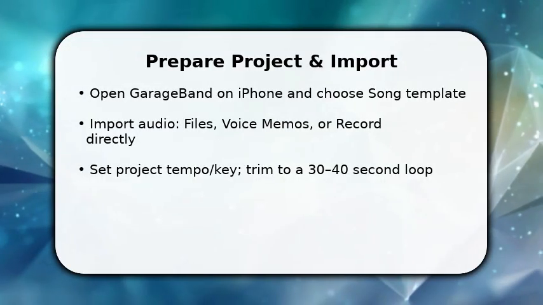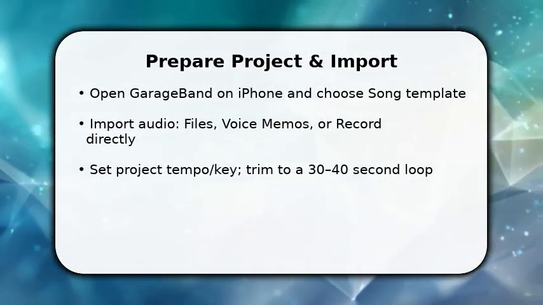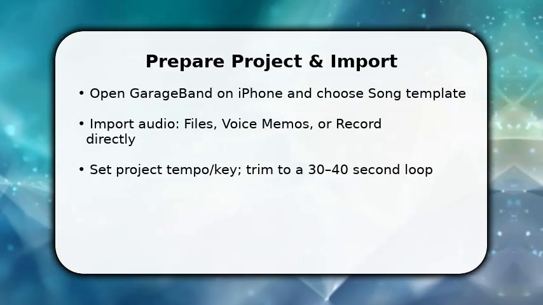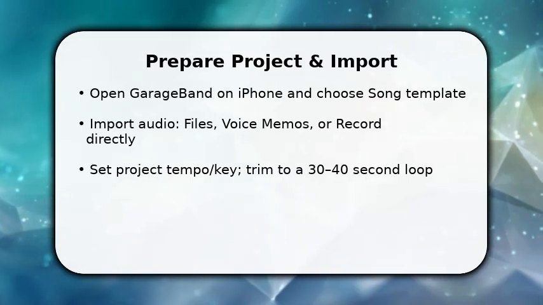You'll start inside GarageBand by creating a new song and picking an audio-compatible track. Import the file from Files or Voice Memos, or record directly. This is faster and avoids later format issues.